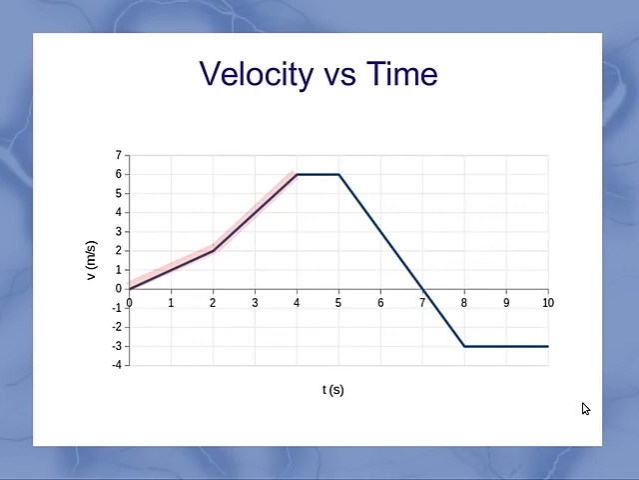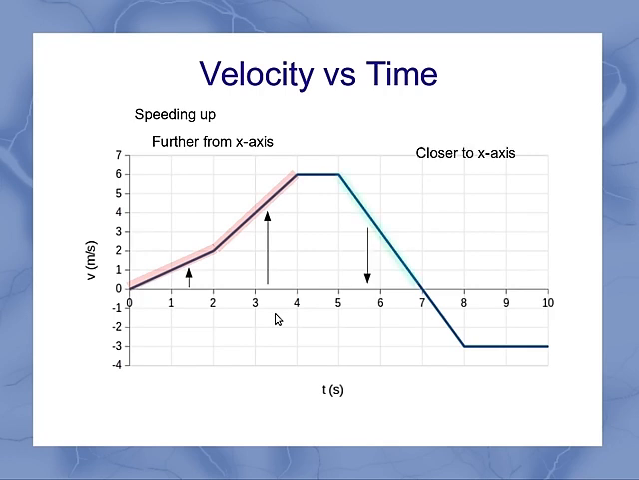Now, the other things that we can look at on this type of a graph is whether we're moving further away from the axis or closer to the axis. Whenever you're moving further away from the axis, that means you're speeding up. Whenever you're moving closer to the axis, that means you're going to be slowing down. So what about this segment over here? Well, you're moving further away from the axis. So that means this particular one is speeding up. You're just speeding up in the negative direction. Remember, speed doesn't care about your direction. It only cares whether you're going faster or slower. And here you're going faster backwards.